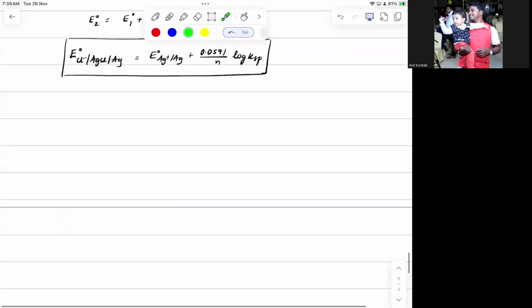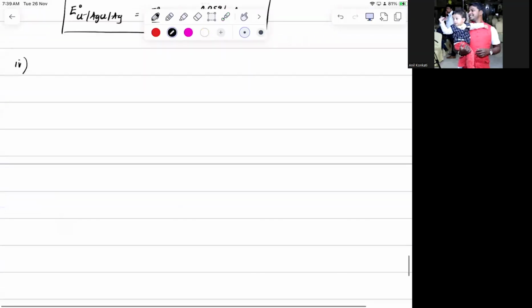Next, the fourth type, if we notice, the fourth one is about oxidation and reduction, oxidation-reduction half cell.